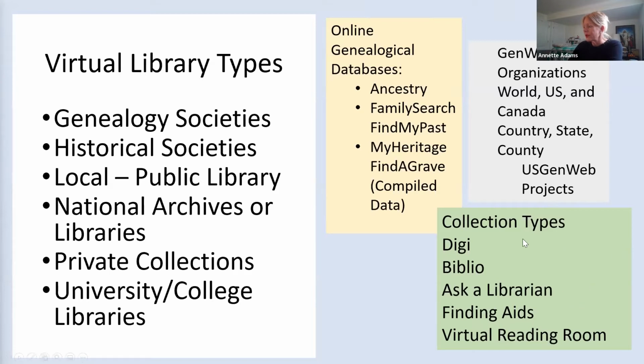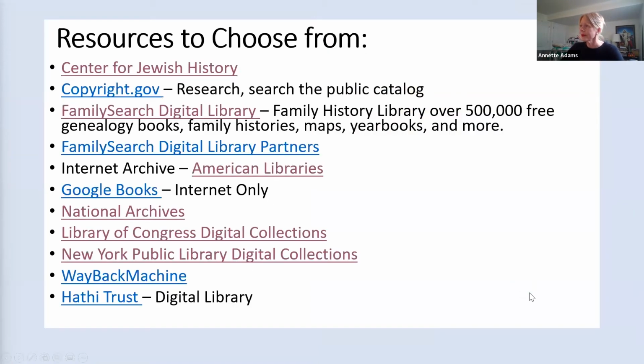Then, of course, when it comes to your research, you want to check on the different websites that I'm going to show you today for things like collection types. Again, this would be things like the subjects we talked about earlier on the previous page, where I talked about person, place, or subject. You want to look for words like Digi or Digital, especially if it's foreign language, Biblio. You also want to look for helpful sources like Ask a Librarian, Finding Aids, and the Virtual Reading Room. These are all excellent resources that you can find online at your virtual libraries.